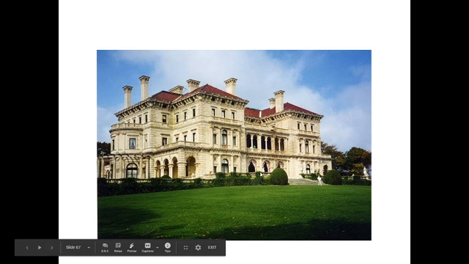Okay, so let's just look. Here is a nice mansion of a wealthy industrial leader. And here are some tenement homes where poor immigrant workers or poor workers would live. So I'm just going to, there'll be more pictures, don't worry.